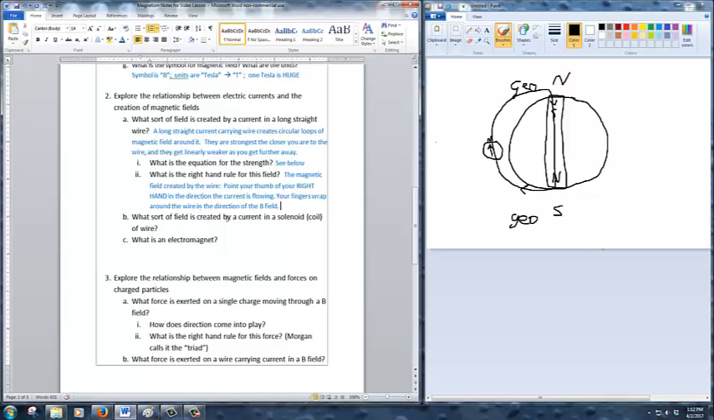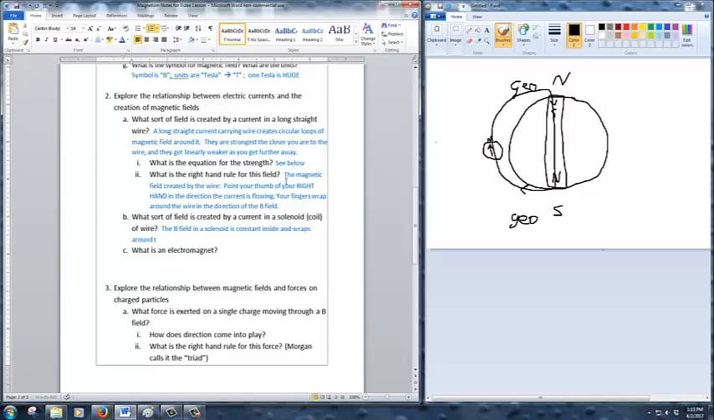What sort of field is created by a solenoid? So all a solenoid is a whole bunch of wires, long straight wires, that have been wrapped into circles or spirals. So this one, I'll just state the answer here and describe it hopefully in class, or you can get it from the pictures. The B field in a solenoid is constant inside and wraps around the outside.